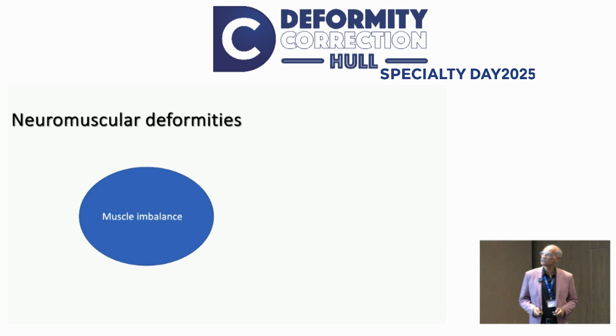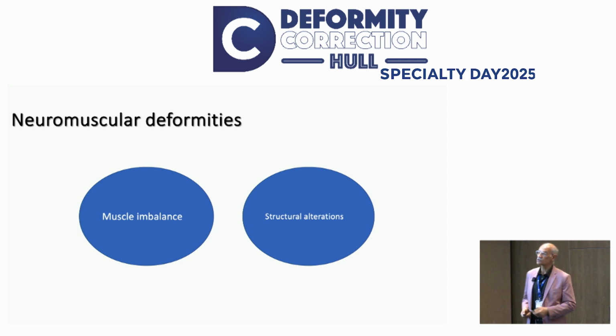The neuromuscular deformities, what's the cause? Muscle imbalance. It's as simple as that, muscle imbalance. Spastic against less spastic, spastic against paralytic. So it's purely muscle imbalance, which led to structural alterations. Structural alterations, you can have bony changes, you can have other changes.